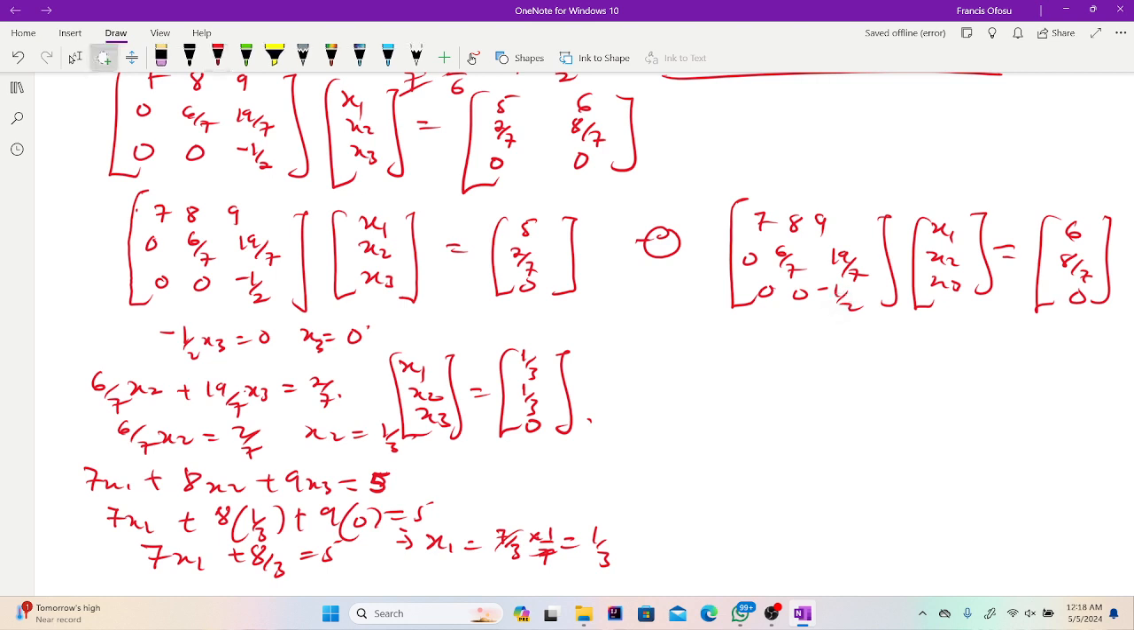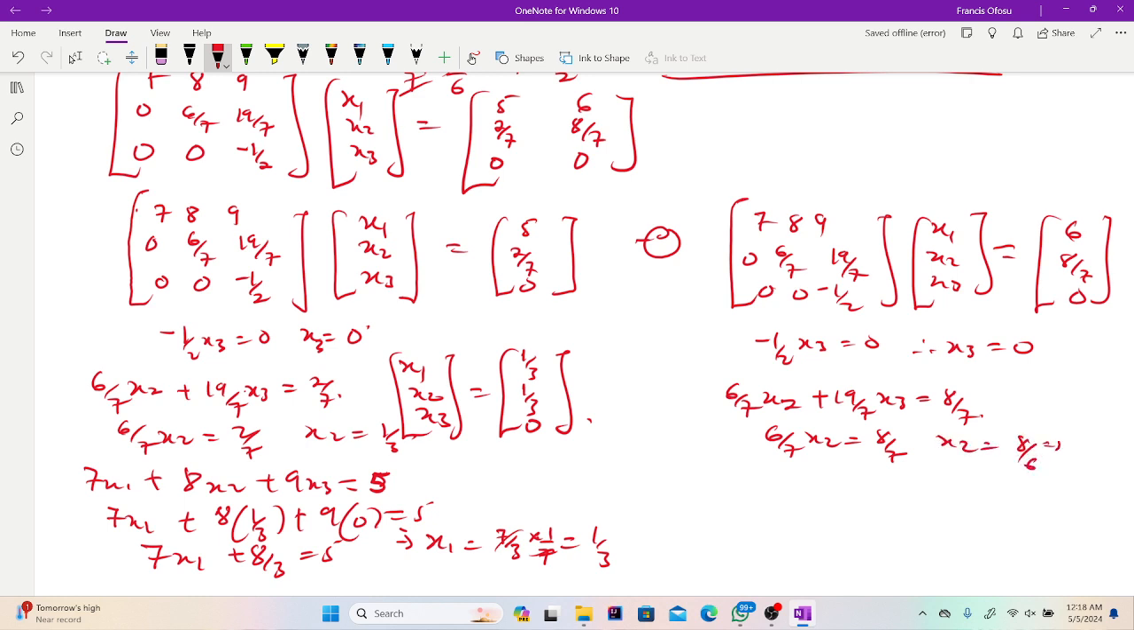Now let me come to this side. Obviously I'll have negative half x3 equals 0, so x3 is equal to 0. Then I also have 6 on 7 x2 plus 19 on 7 x3 is equal to 8 on 7, right? So x3 is 0. So obviously 6 on 7 x2 is equal to 8 on 7. When I cancel, you get x2 equal to 8 on 6, which is the same as 4 on 3. Then I'll have 7x1 plus 8x2 plus 9x3 equals 6.